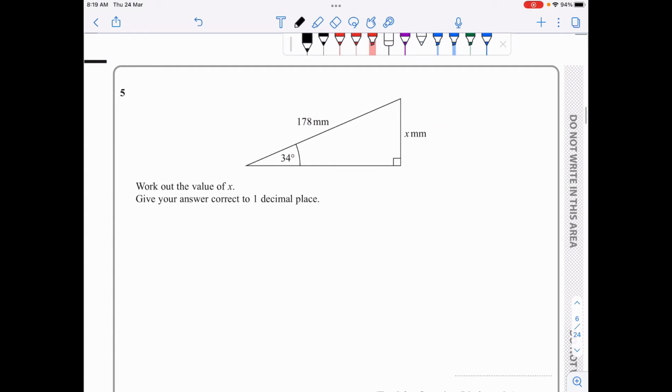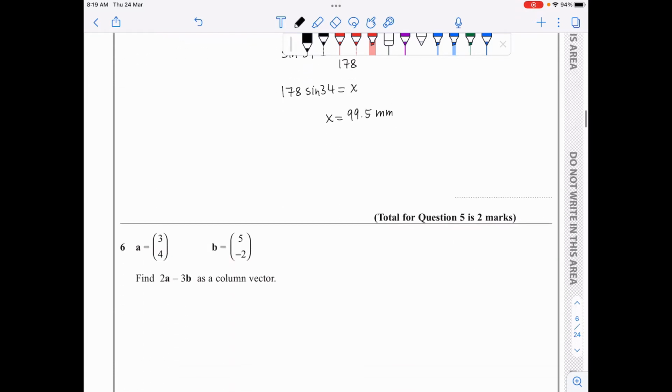Number 5, we need to work out the value of x. This is right angle trigonometry here. We've got the opposite and the hypotenuse. I should be using sine. Sine of 34 is x over 178. So 178 sine of 34 is x. I put this on the calculator and I get that x is 99.5 millimeters. Notice I've been asked to give my answer to 1 dp, so I've got an accuracy to stick to.